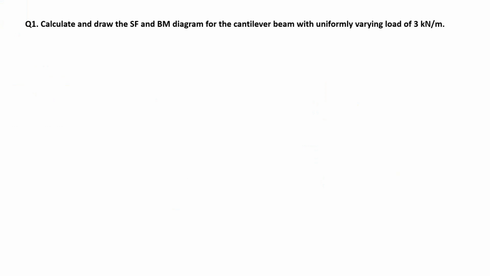So the question is: calculate and draw the shear force and bending moment diagram for the cantilever beam with a uniformly varying load of 3 kN per meter. This is the given beam, which is fixed at end A and free at end B. The span of the beam is 4 meters, where the load varies from 0 at point B to 3 kN per meter at point A.